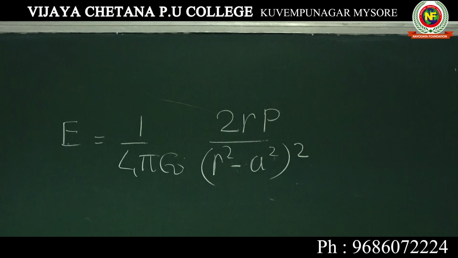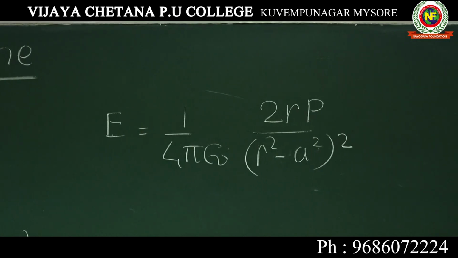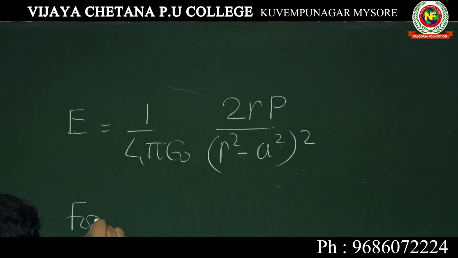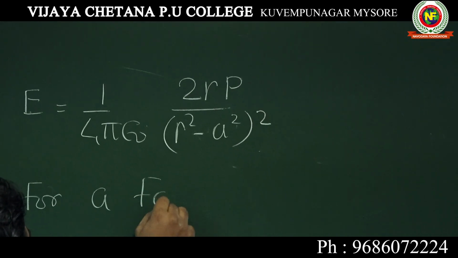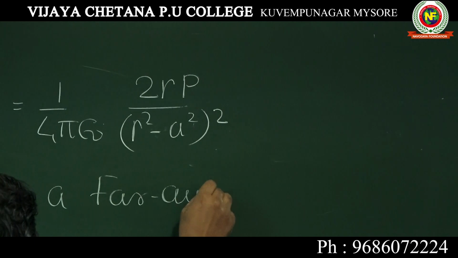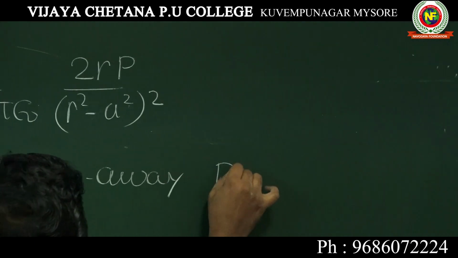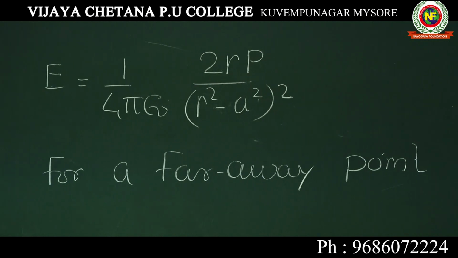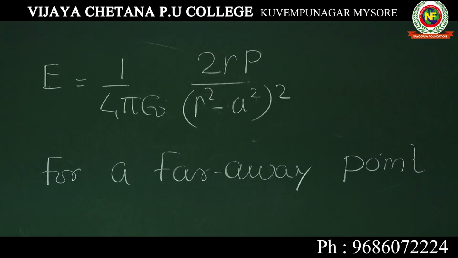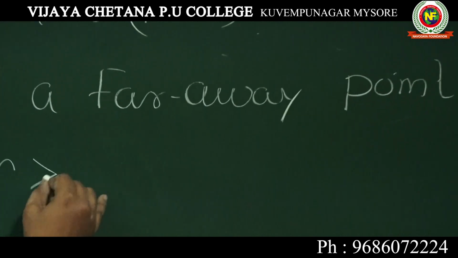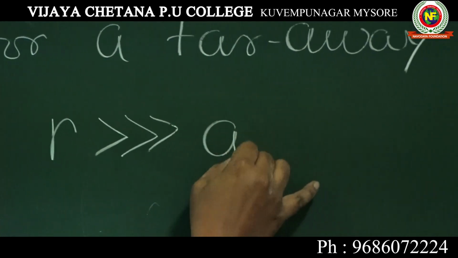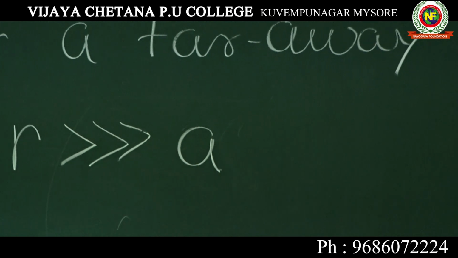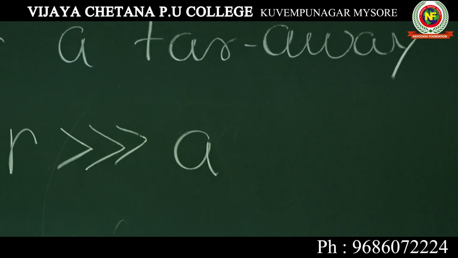Now, if I consider this point very far from the dipole, try to understand, for a far away point from the dipole, r will be very large compared to a. So, r is much greater than a. In that case, a becomes negligibly small. When a itself is small, the square of that number will be much smaller.